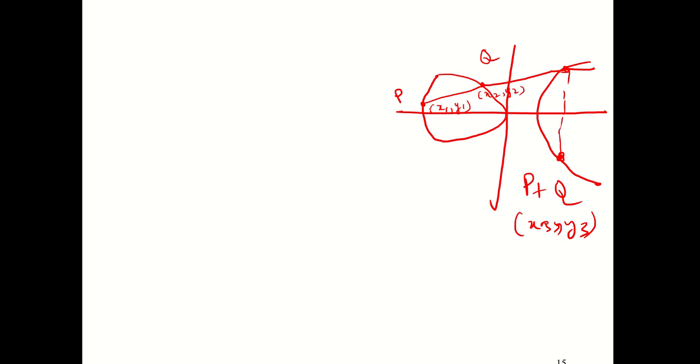I'll explain this once again. We have taken two points: one is P, another is Q. P is x1, y1 and Q is x2, y2. We have taken another point which intersects the curve, and we have taken the mirror image of that point about the horizontal axis, which is P plus Q, x3, y3. This point is referred to as P plus Q. Now how do we find the coordinates of P plus Q? That is the main question.